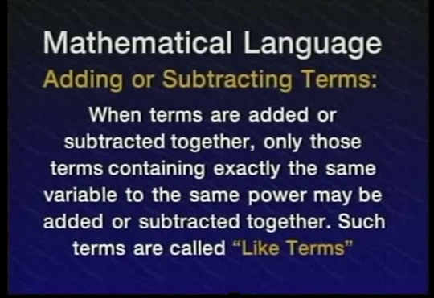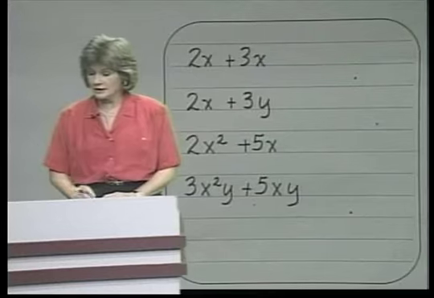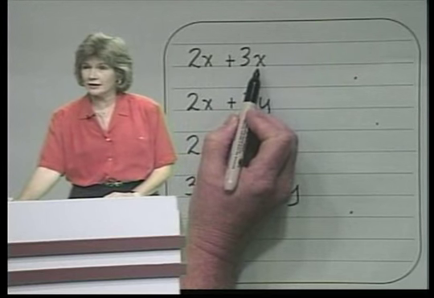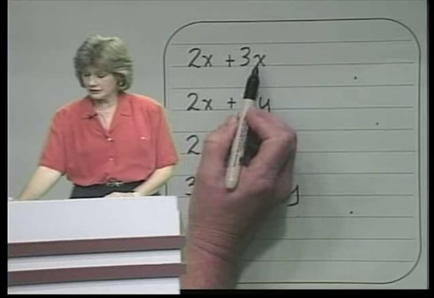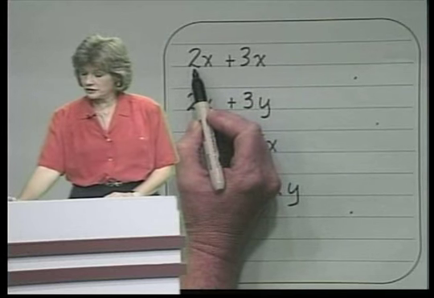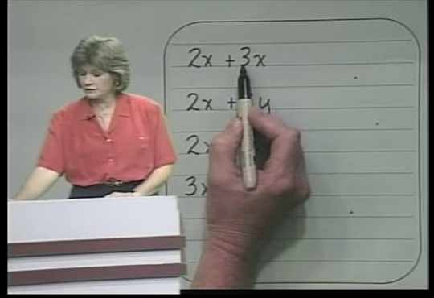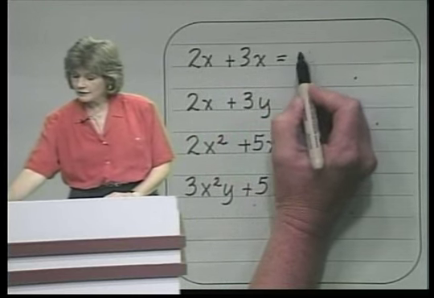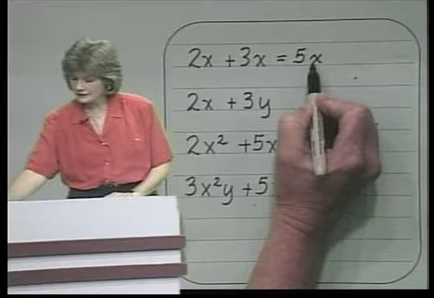Okay, what about addition and subtraction? When we add or subtract, we merely combine like terms. What are like terms? Like terms are terms that have the same variable to the same powers. Let's look at this first one. Let's look at 2x plus 3x. These are both x terms. The first one has a coefficient of 2 and the second the coefficient of 3. But to combine 2x plus 3x, we merely add the coefficients and get 5x.